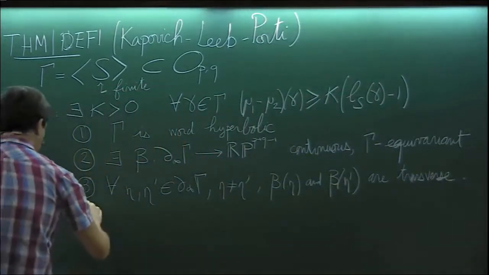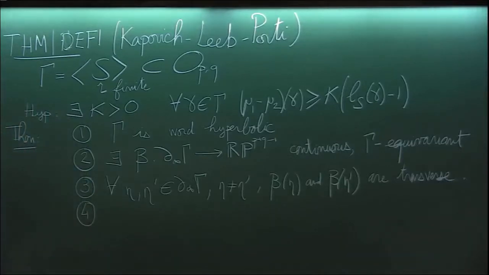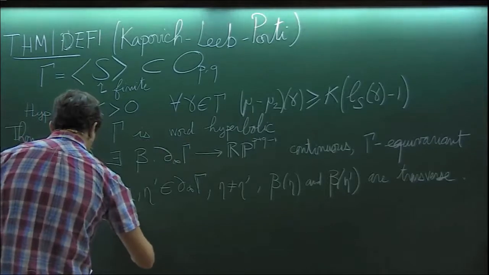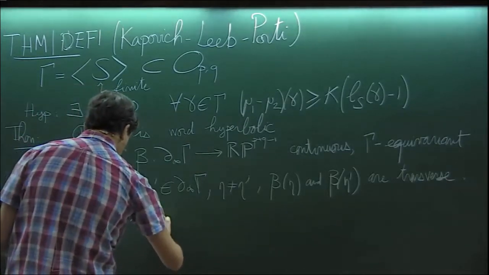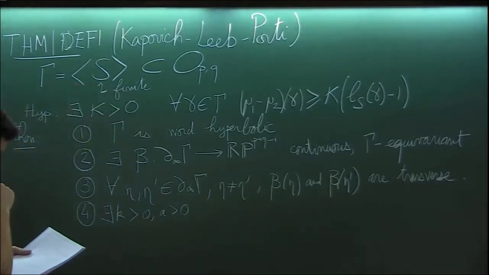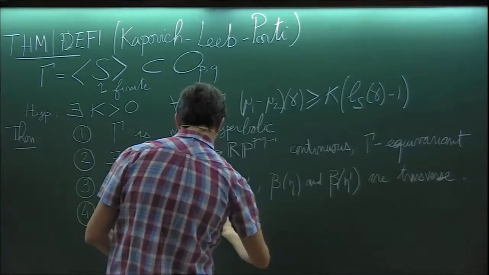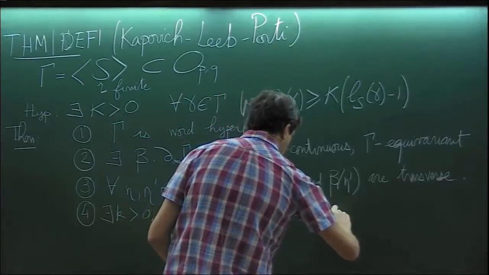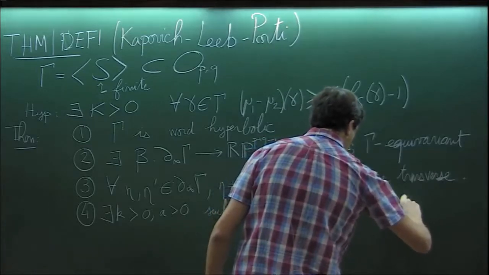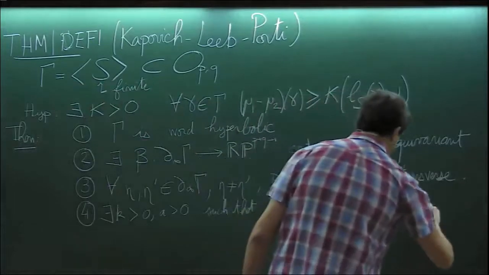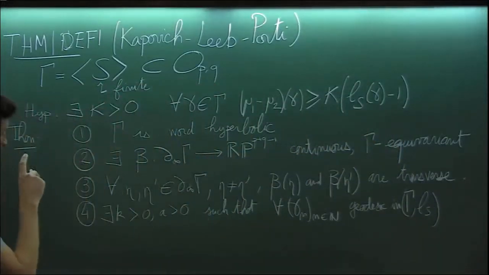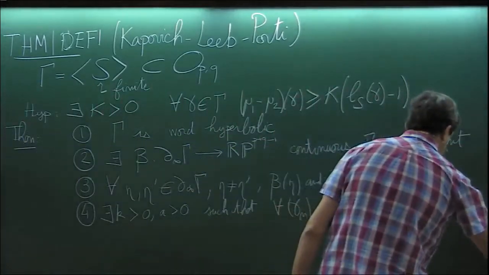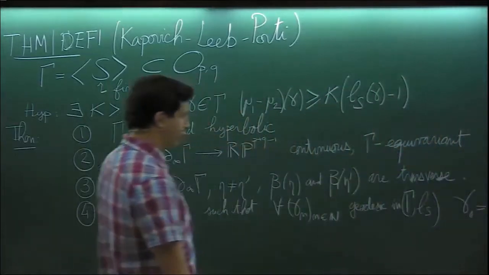And the fourth condition, I will try to make it fit here, is a precise dynamical behavior for the action of Gamma on the projective space. So there are constants, I call them K and A, such that the following holds: for every geodesic in the group Gamma, equipped with the word length. And for my statement to work, I need that the geodesic starts at the neutral element of the group Gamma.